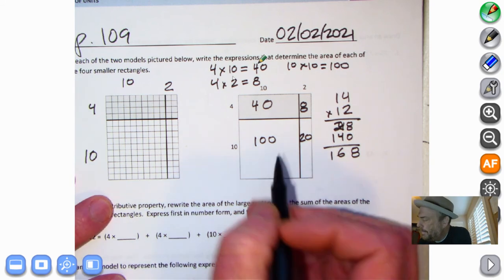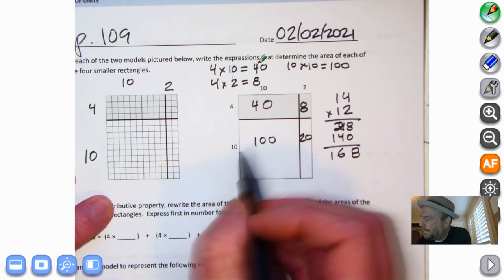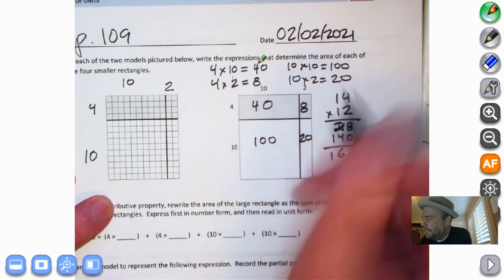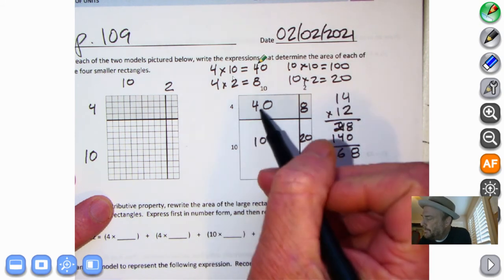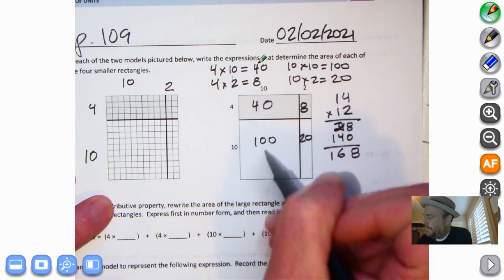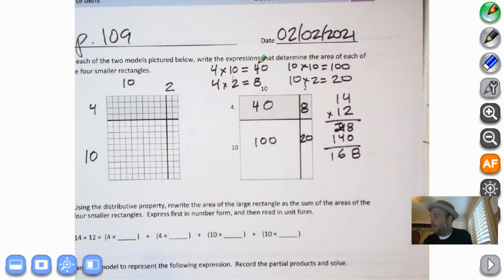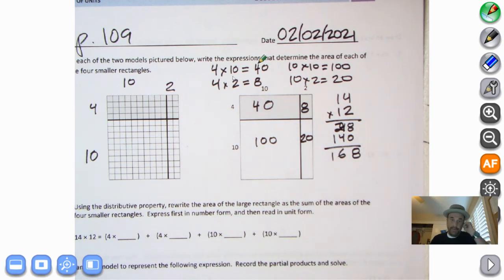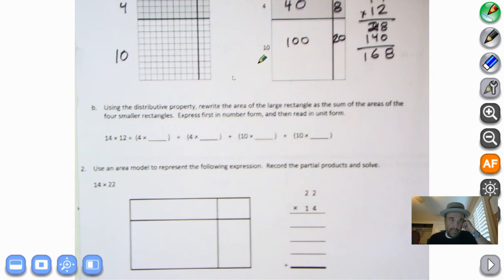And our other one that we had to do was 10 times 2. So let's just do a quick review. 4 times 10 is 40. 4 times 2 is 8. 10 times 10 is 100, and 10 times 2 is 20. So we get our partial products of 140 and 28. Voila. There you have it. Continue on.